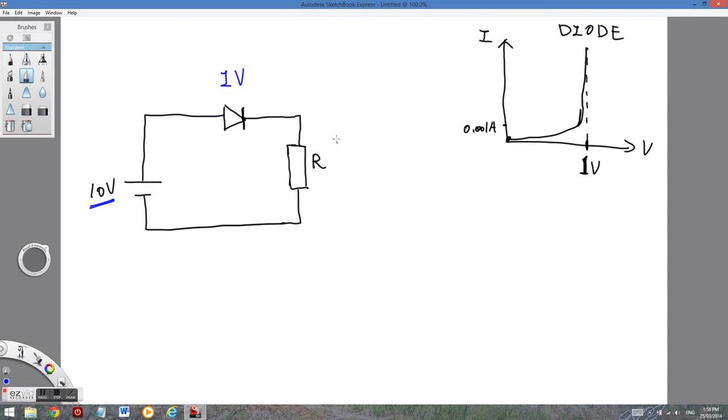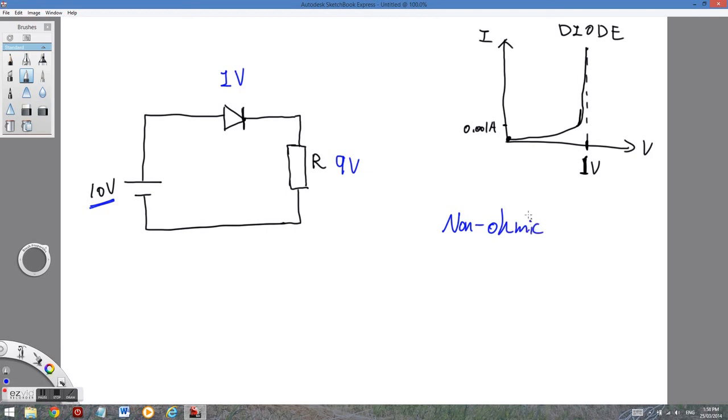So regardless of the resistance of the resistor, it must operate at 9 volts, because 9 plus 1 will be 10. They have to add up to the same as the power source because this is a series circuit.